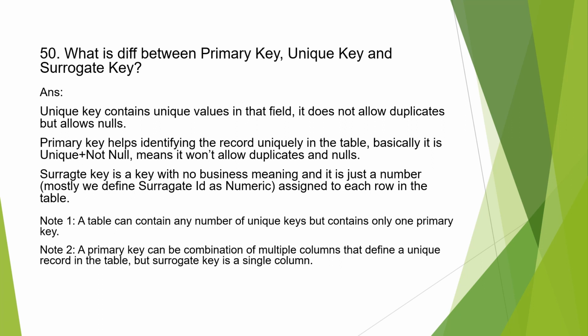A table can contain any number of unique keys but only one primary key, which will identify the record uniquely in that table. A primary key can be a combination of multiple columns. It is not only a single column primary key, it can be a combination of two or three columns that identify the record as unique in the table. But a surrogate key is a single column, a generated or calculated column. Mostly it is a numeric value.